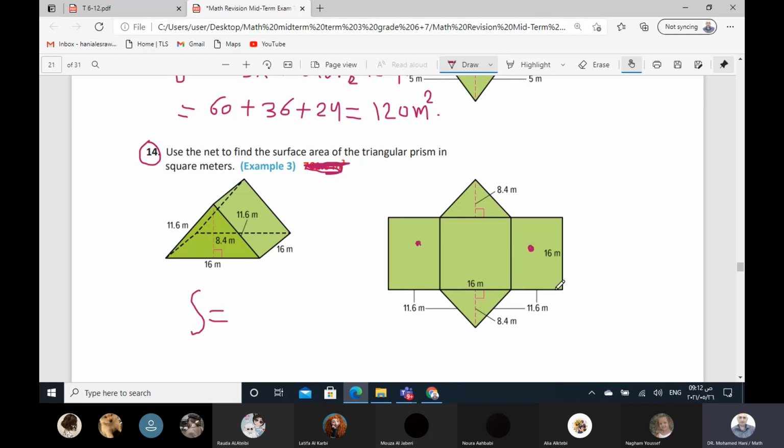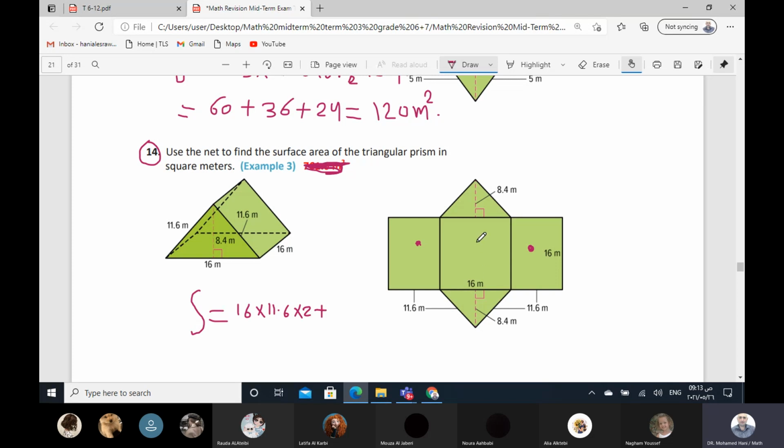So we can find the area of one of the two congruent faces here. As you see here, we have a rectangle, length times width, 16 times the width, which is 11.6, times 2, because we have two congruent rectangles, which means two congruent areas.